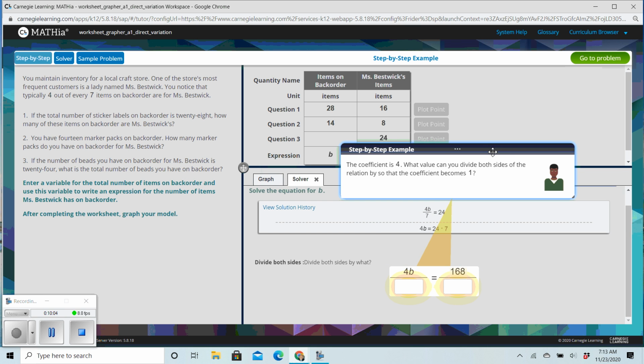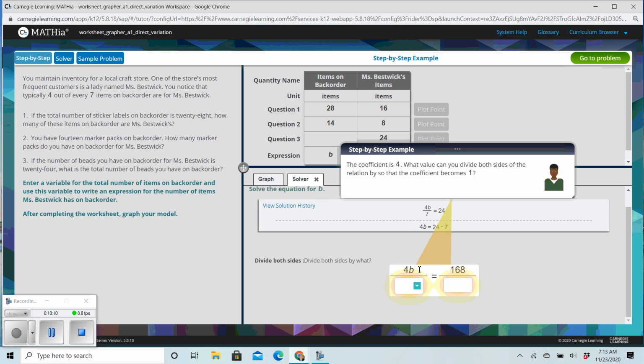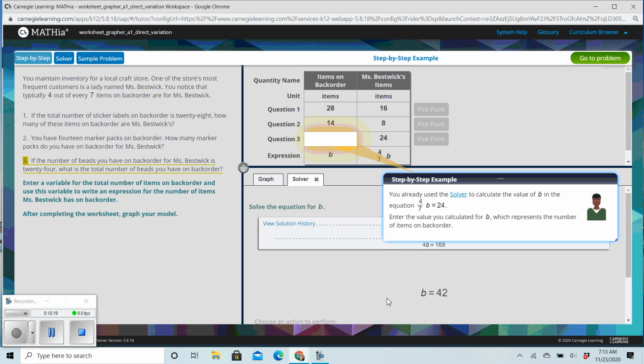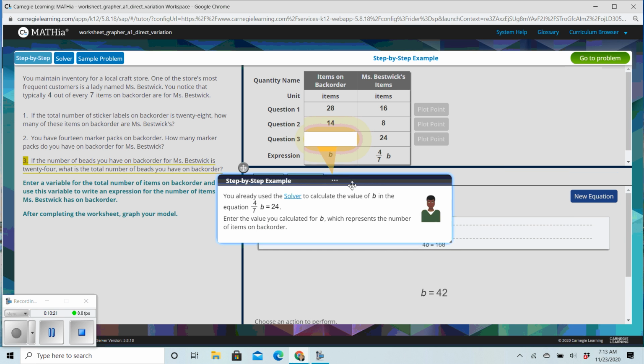Now, it says the coefficient is 4. What value can we divide both sides of the relation by so the coefficient becomes 1? Well, in order to get this b by itself, we have to get rid of the 4. So clearly, we're going to divide by 4. And when we divide 4 by 4, we get 1. Or simply, we're just left with b.